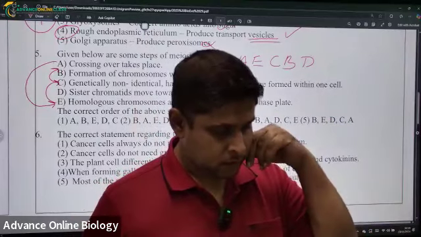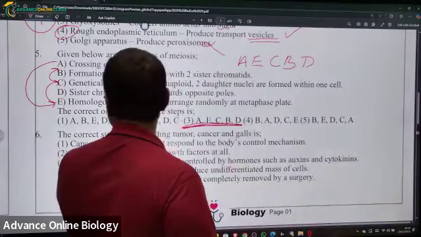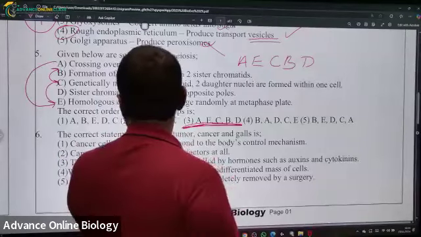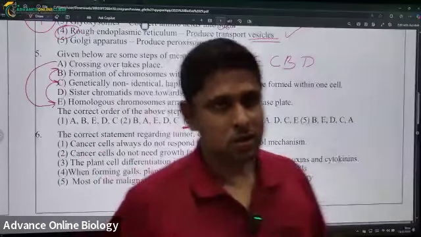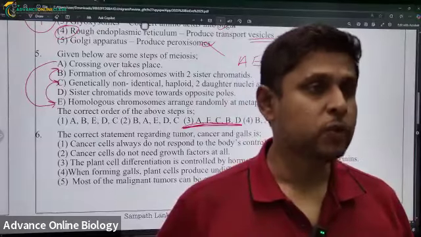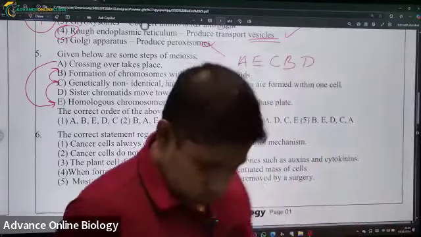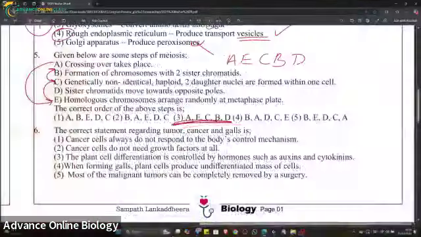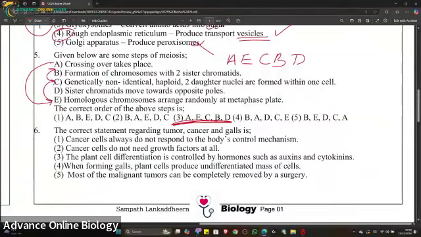Next thing is, it becomes visible after the crossing over, right? So I think this answer is good, right? Moving on to the next question, question number 6.